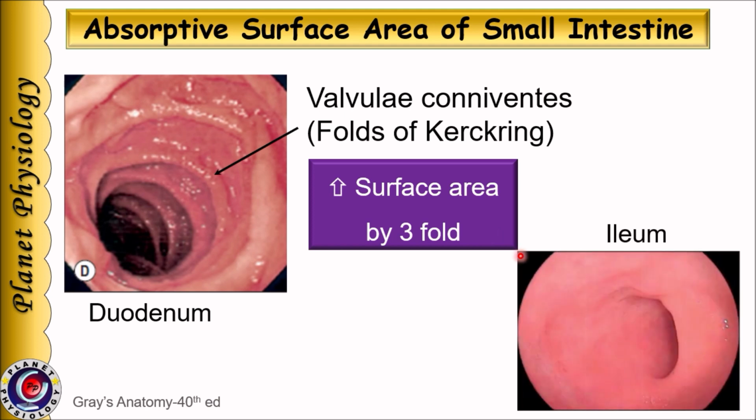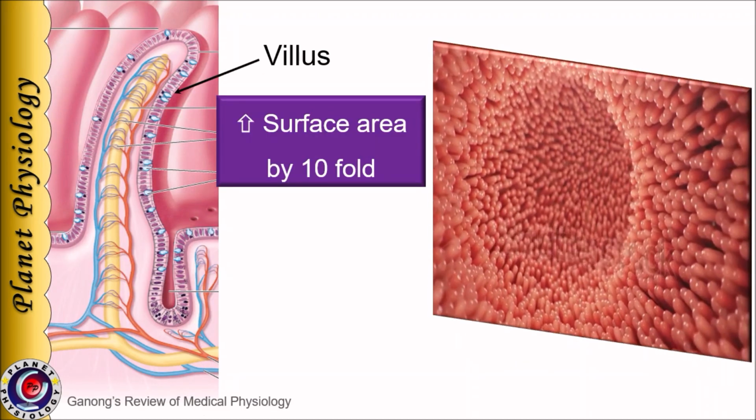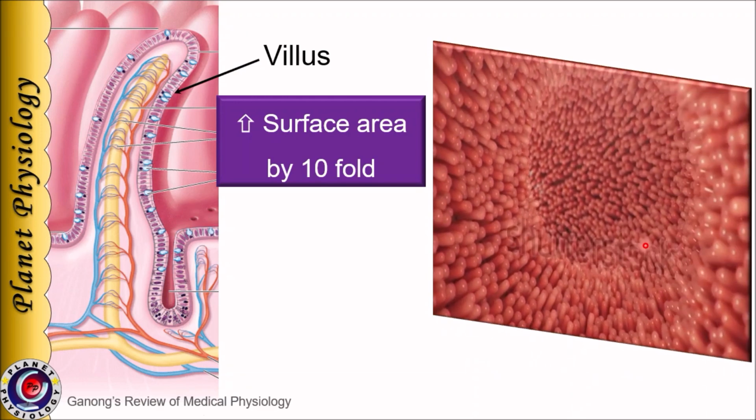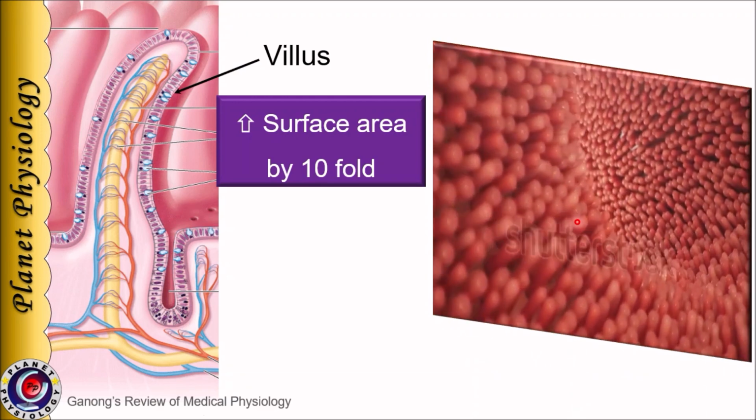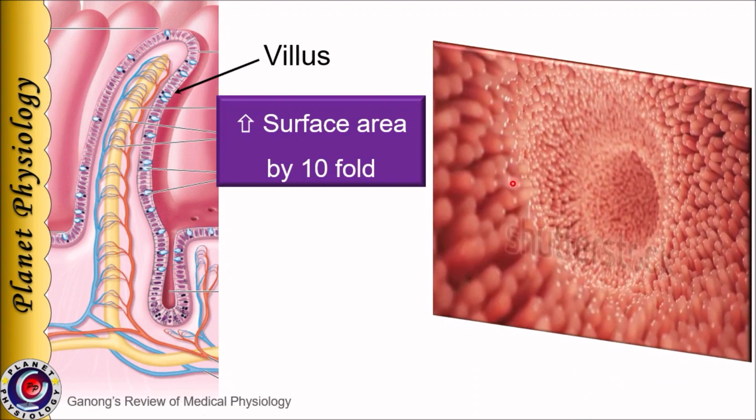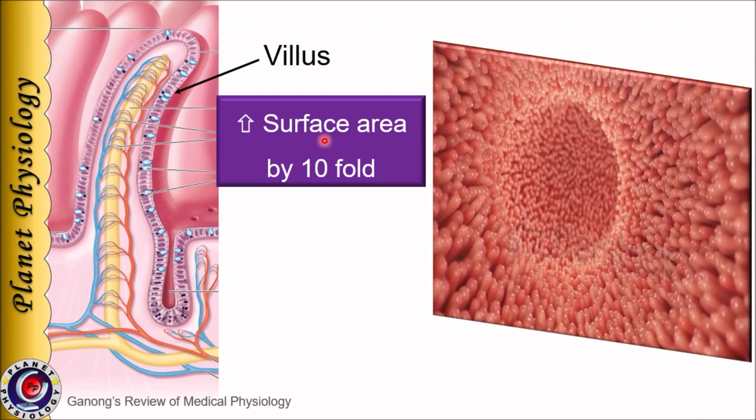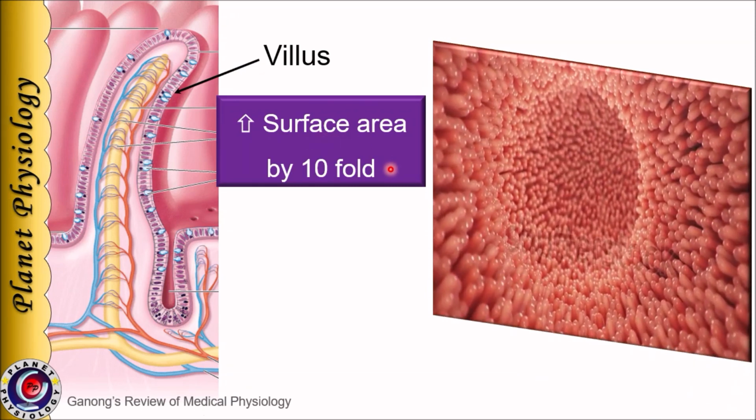If you observe the ileum, it will show a much smoother surface as folds of Kerckring are relatively lesser in proximal ileum and totally absent in distal portion of the ileum. Further, if you see the enlarged endoscopic view of intestine, you will find that the entire lumen of intestine appears velvety in nature, and all these finger-like projections are called as villi. These villi increase the surface area for absorption by 10 folds.